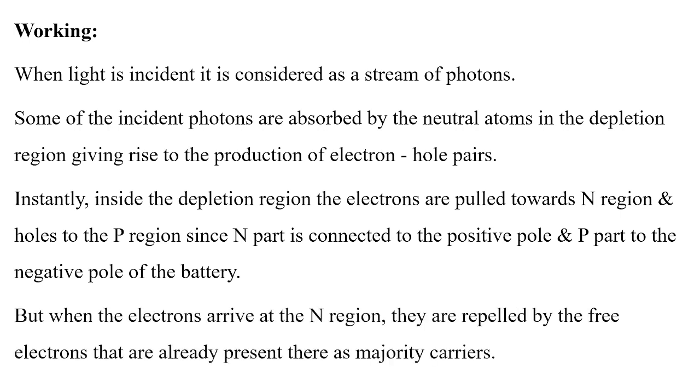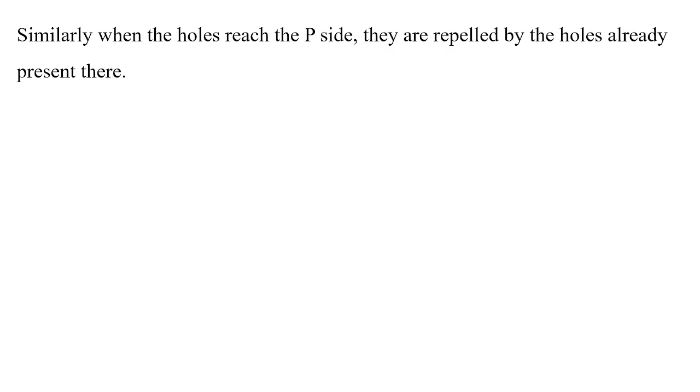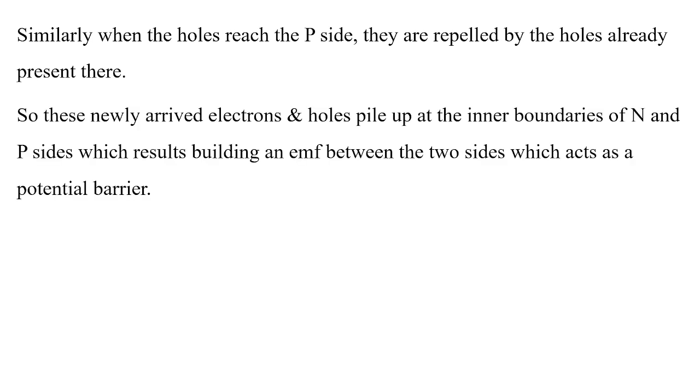But when electrons arrive at the N region, they are repelled by free electrons, which are already present there as the majority charge carriers. Similarly, when holes reach the P side, they are repelled by the holes already present there as the majority charge carriers. So these newly arrived electrons and holes pile up at the inner boundaries of N and P sides, which results in building of EMF between the two sides, which acts as a potential barrier.